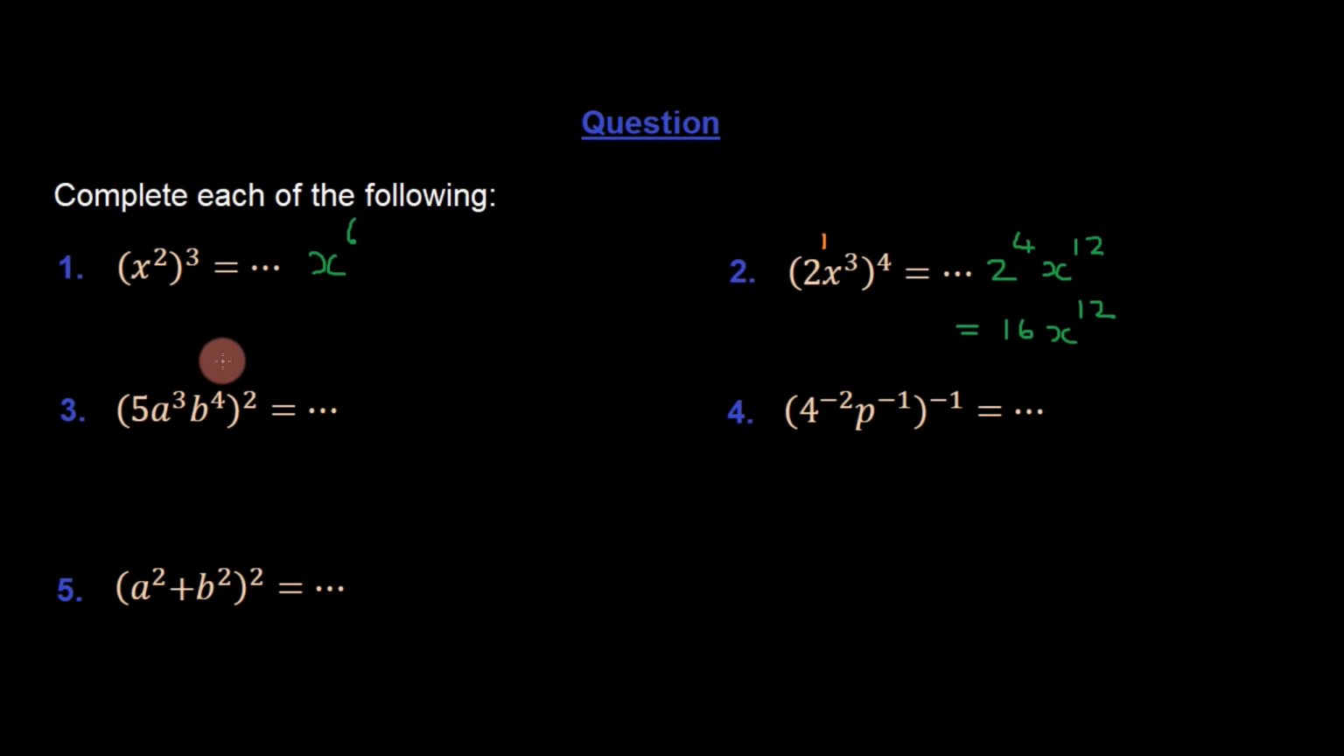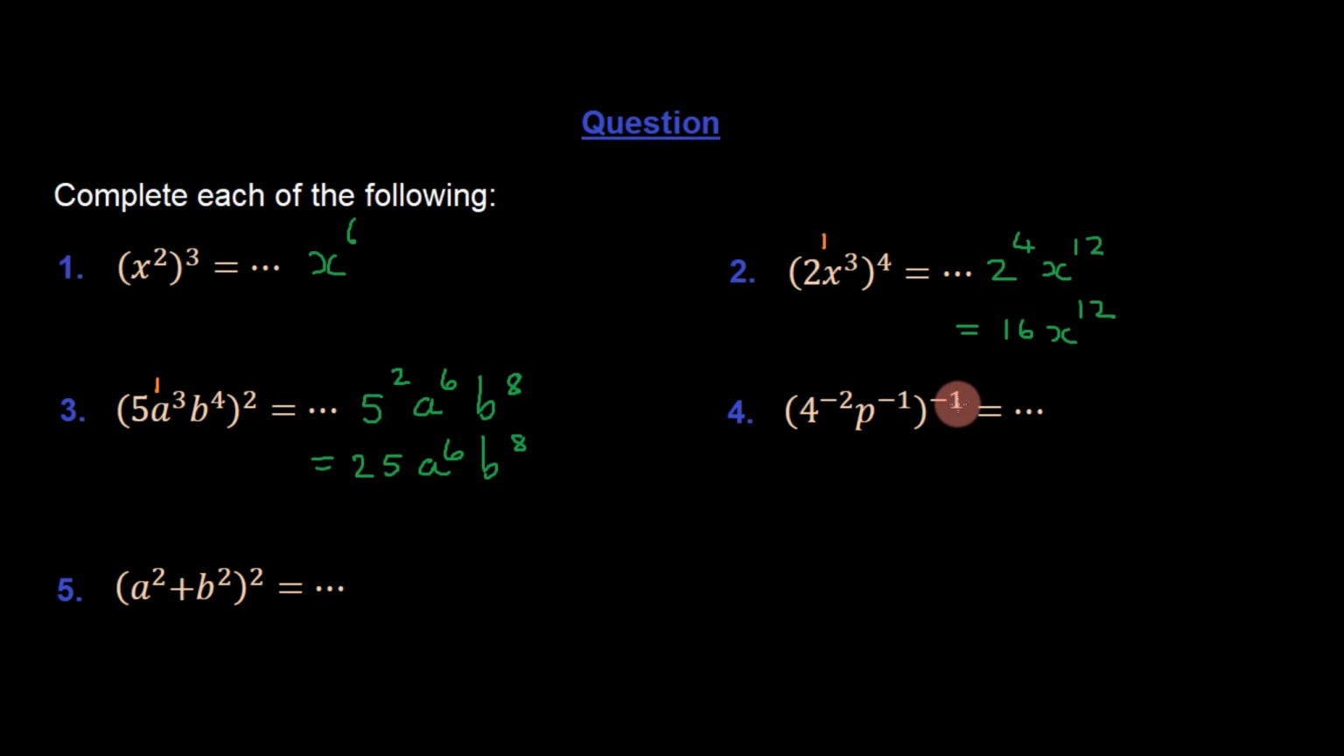Once again, the 5 here has a power that we don't write. We multiply the power outside the brackets with each power inside the brackets. So it's 5 to the 1 times 2, or 5 squared, a to the 6th, b to the power of 8. And 5 squared is 25, so it's 25 a to the 6th, b to the 8th.